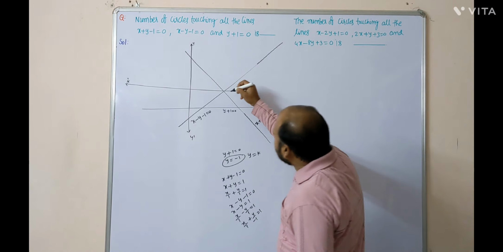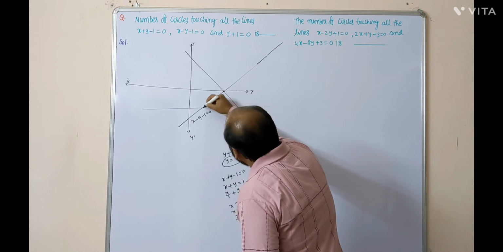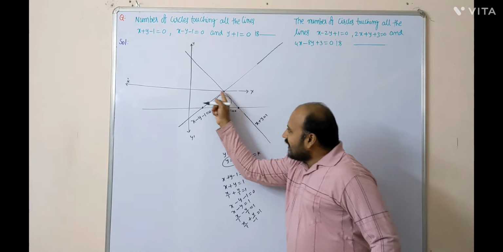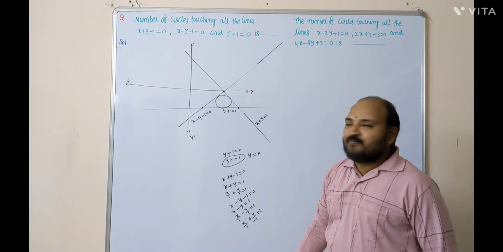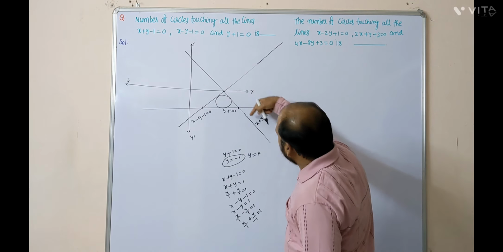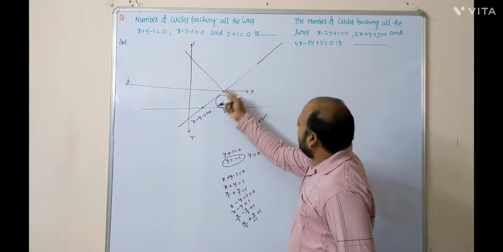These lines are intersecting here only. This is one line, this is another line, this is the third line. Observe carefully. Here one circle is possible, touching all the lines. Is it possible to draw this one? This is also one possible circle.